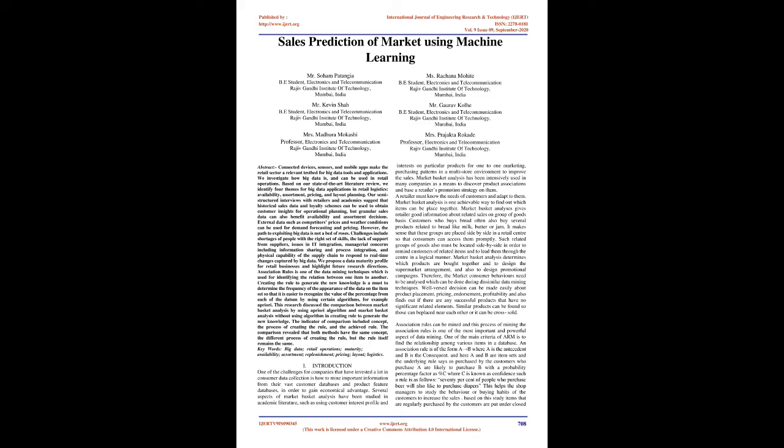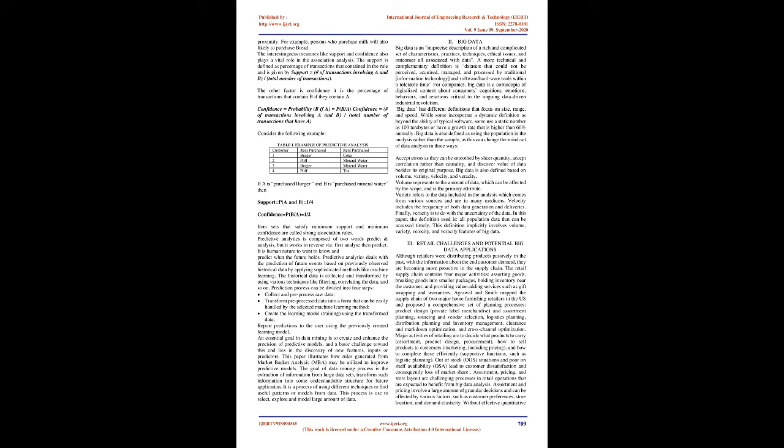A retailer must know the needs of customers and adapt to them. Market basket analysis is one achievable way to find out which items can be placed together. Market basket analysis gives retailer good information about related sales on group of goods basis. Customers who buy bread often also buy several products related to bread like milk, butter, or jam. It makes sense that these groups are placed side by side in a retail center so that consumers can access them promptly. Such related groups of goods also must be located side by side in order to remind customers of related items and to lead them through the center in a logical manner.